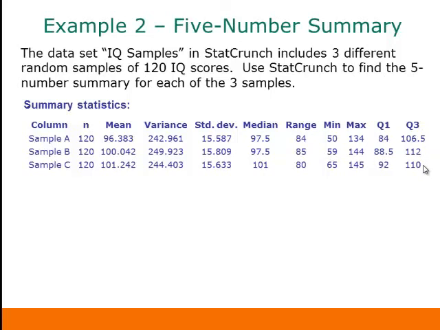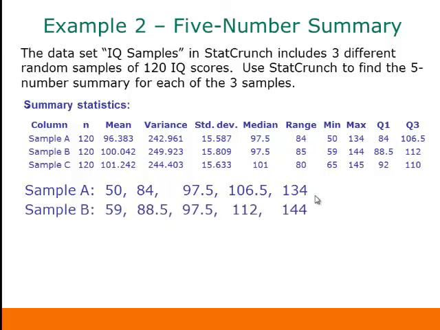So to get our 5-number summaries for sample A, we're looking at the minimum data value, which is 50. Q1 is 84. The median is 97.5. Q3 is 106.5. And the maximum is 134. There's our 5-number summary. And we can do the same thing for the other 2 samples.